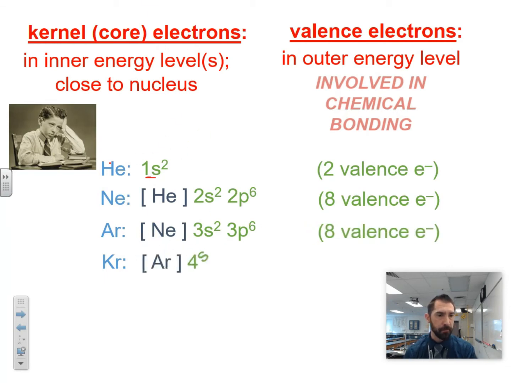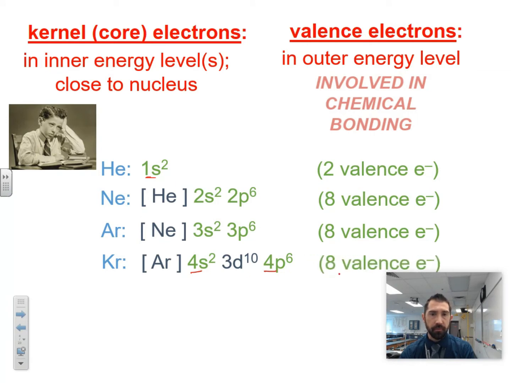And then finally, krypton. And this is a good example because notice that we have 3d, but the outermost energy level represented is the fourth energy level. And there's an s2 and a p6 there. You get a total of 8. 8 valence electrons is the most valence electrons you will have. 8 is the maximum. And that'll make sense when I show you how this applies to the periodic table.